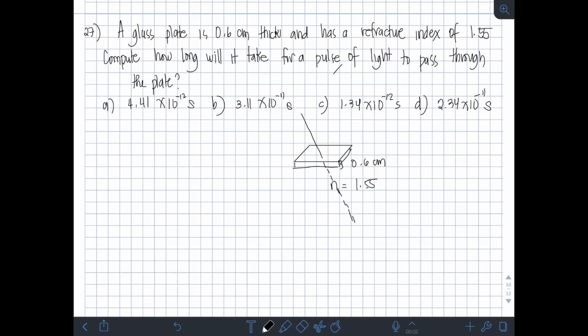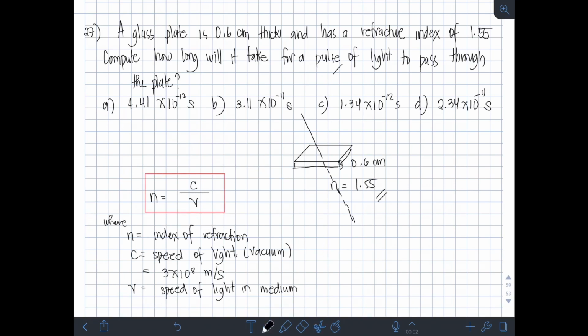So, dahil given tayo ng refractive index, pwede natin gamitin yung formula na N is equal to C over V, where N is the index of refraction, C is the speed of light in vacuum, equal siya sa 3 times 10 raised to the 8 meter per second, and V is the speed of light in medium.